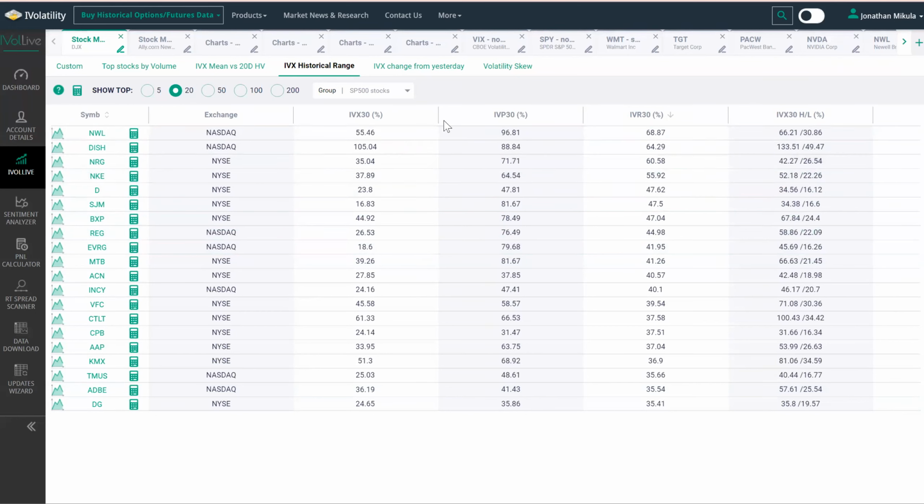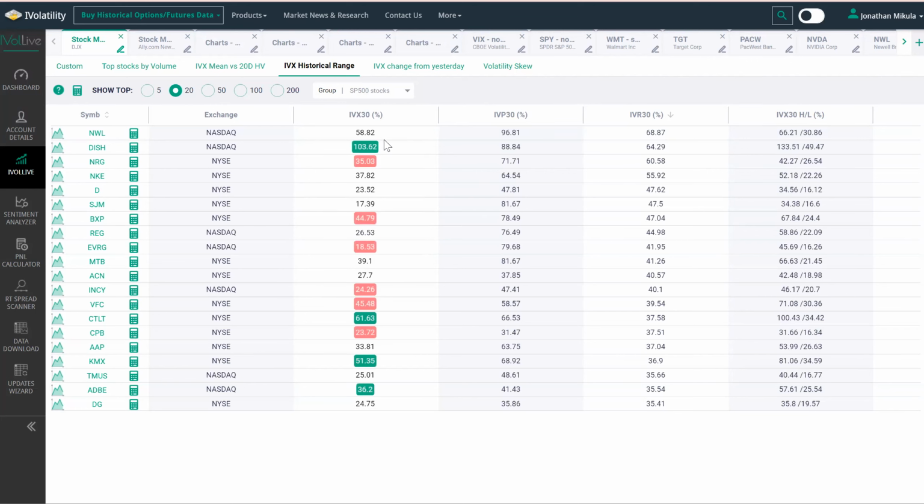So IVX historical range. This is a question that came in prior to us going live today: how do you find a 52-week range for implied volatility? And this is how you do it. IVX historical range, if you come over here, this is the 52-week low, 30.86, and this is the 52-week high for implied vol, 66.21, for Newell, NWL. So this is how you would do that. And again, with these scans, we have traders that trade US markets, Canadian markets, European markets. You can just choose whichever grouping you are most interested in, and the scan will run automatically.